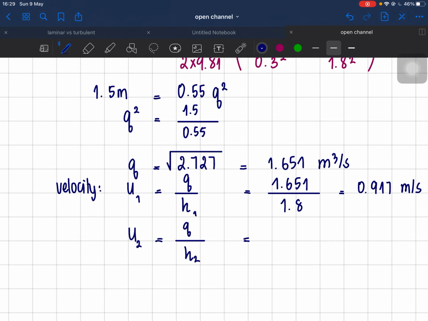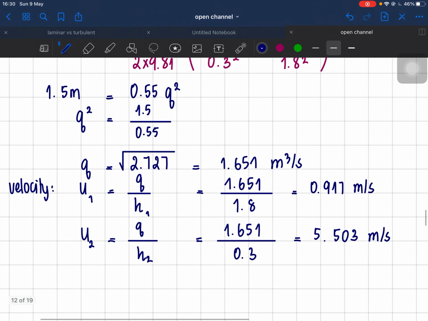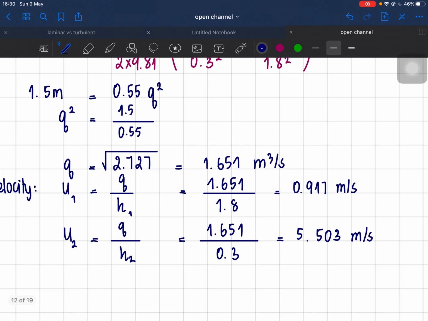So U2 is also the same, Q is the same, H2 equals to 1.651 over 0.3, equals to 5.503 meter per second. So these are the velocity for the corresponding height, depth.